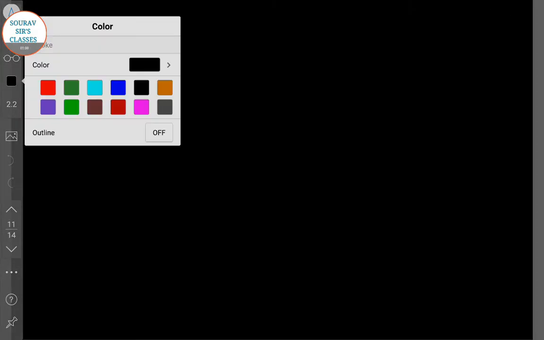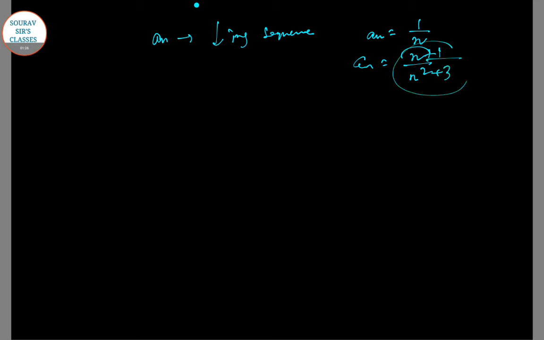So here let me insert a page. Now, how are we thinking about the structure? Let a_n be a decreasing sequence. In general, a decreasing sequence is marked by 1 by n, or n by n square. Obviously it is 1 by n again, but it could also be n plus 1 over n square plus 3. So the denominator's power is higher than the numerator. This is a normal pattern based idea.